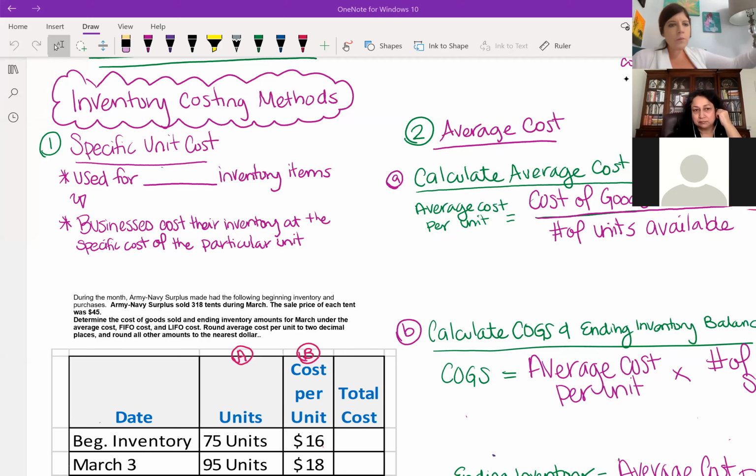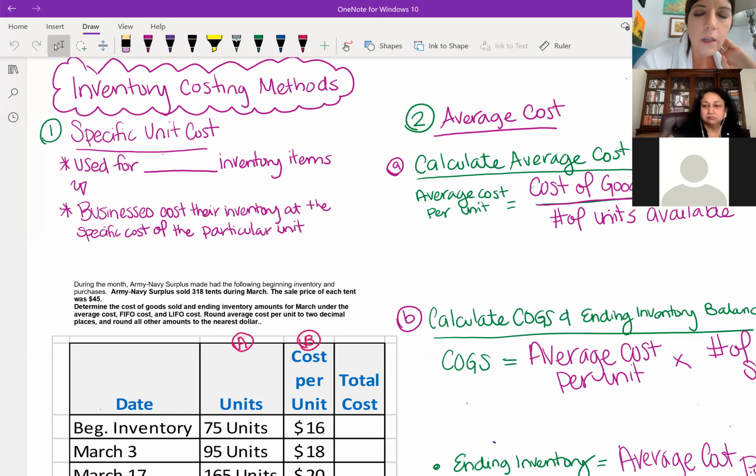So in terms of how we cost inventory, to this point we've always just assumed specific unit cost was being used, but there are a lot of options for companies to select from, and there are 4 of them that are the most commonly used. So you have specific unit cost, average cost, and then FIFO and LIFO, and I'll go through it down below. But depending on the company's situation, they may choose to use one of the methods over another.